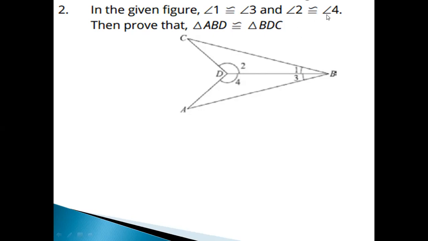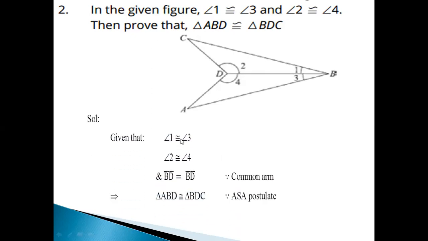Measure angle 2 and 4 are congruent. Here you have given that this 2 and this 4 are also congruent. You have to prove that triangle ABD, this is one triangle, and triangle BDC are the other triangle. You have to prove that both triangles are congruent. So from the given information, we have to prove that both triangles are congruent.